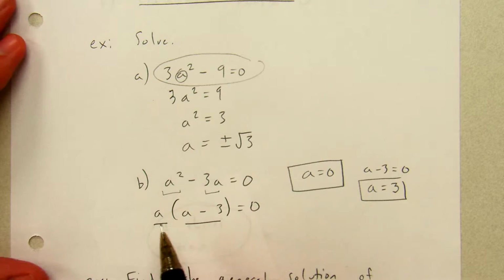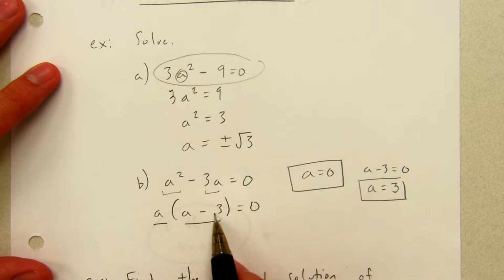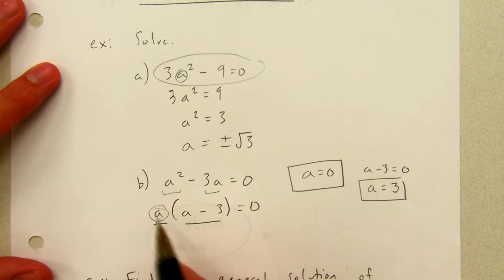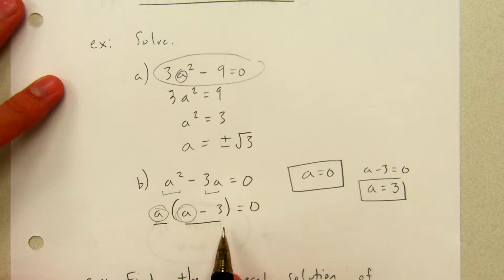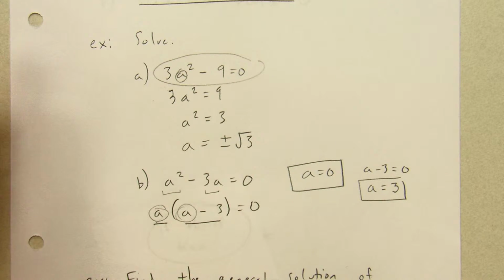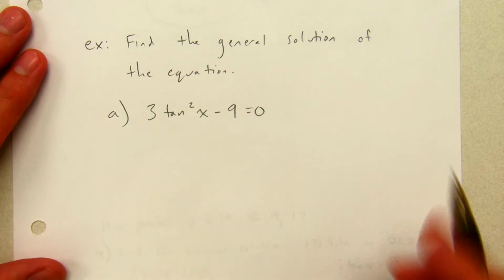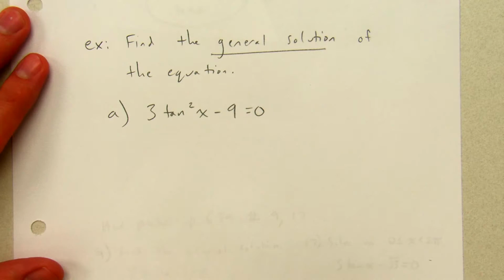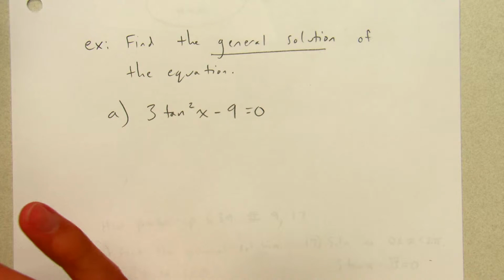Now we're going to see a problem in a moment where instead of the two factors being a and a, they're going to be two different trig functions. But I just wanted to remind us of our plus or minus and of our greatest common factor factoring to solve an equation. So let's try a trig equation now. Here we're looking for the general solution of the equation, so we're going to have that n, where n is an integer, in our answer.